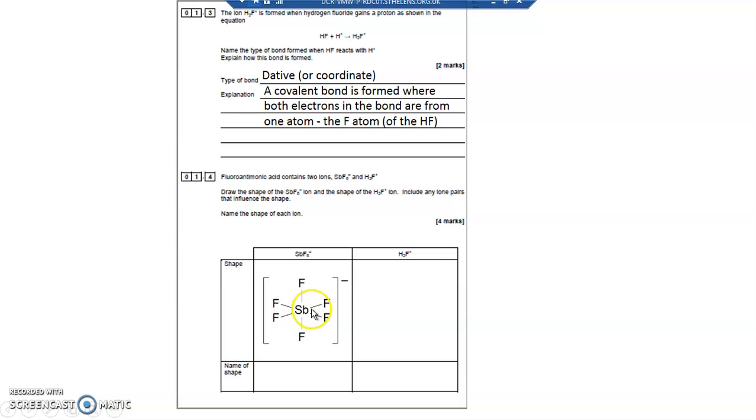So it's got 6 bonding pairs, all repel equally, octahedral shape. If it was asking for the bond angle, it would be bond angle 90.